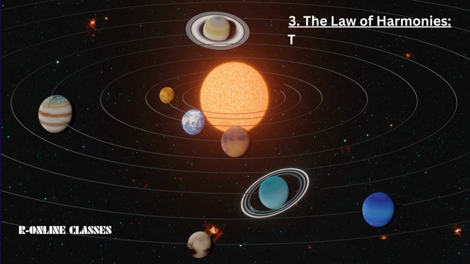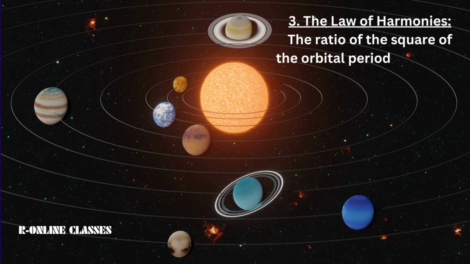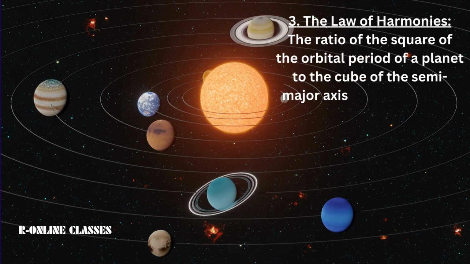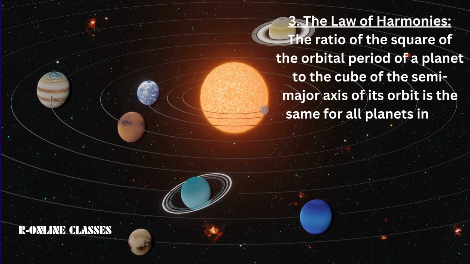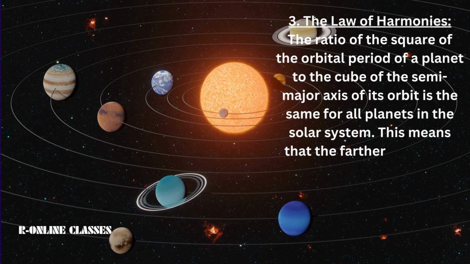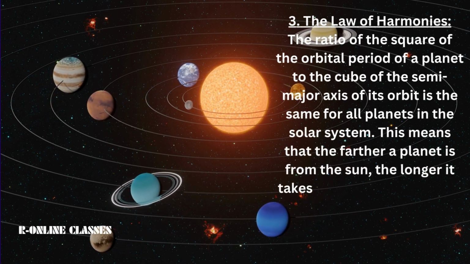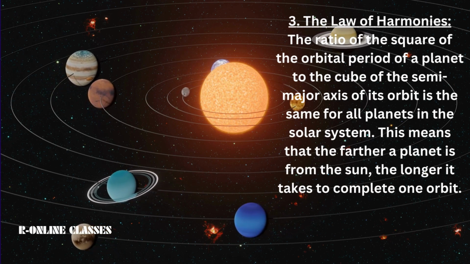The law of harmonies. The ratio of the square of the orbital period of a planet to the cube of the semi-major axis of its orbit is the same for all planets in the solar system. This means that the farther a planet is from the Sun, the longer it takes to complete one orbit.